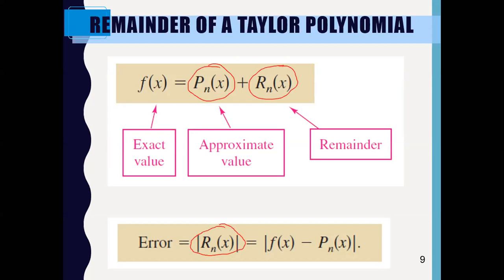So the question is, in order for the approximation to be good, you want that Rn of x to be small. I want this to be small. That would be the goal of this thing.